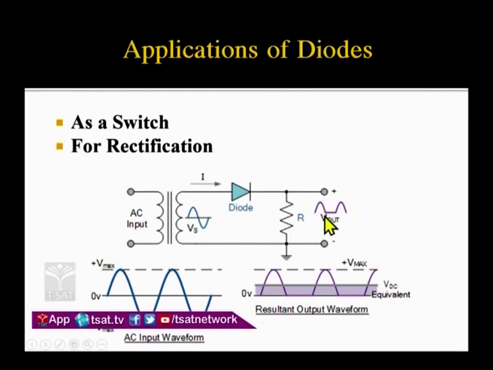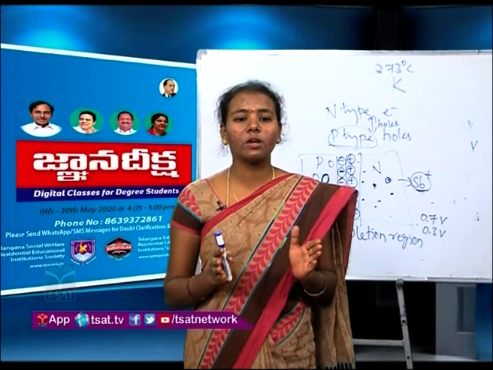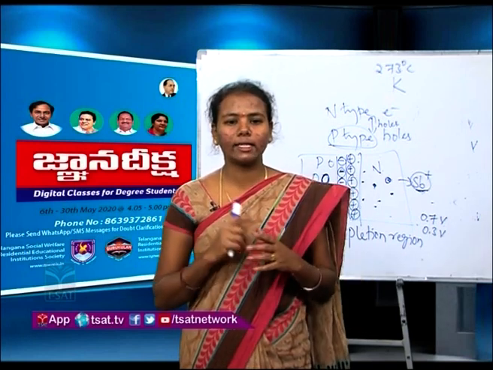That means at the output you will get only positive half cycles. You are converting this alternating current into direct current. This is called rectification. So the diode acts as a rectifier. Rectifier means it converts alternating current into direct current.